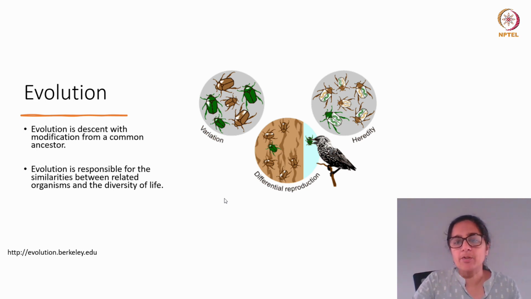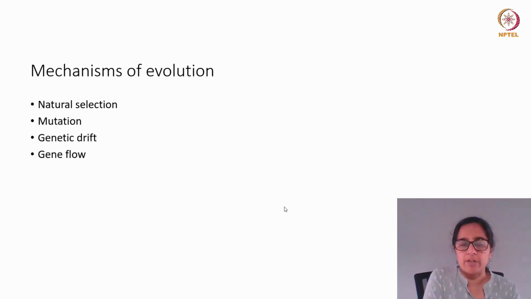So when I say that evolution happens through natural selection, it works if these three conditions are met. Evolution can happen in different ways. One is through natural selection, and that's the most popular way which we often talk about. But there are other ways in which evolution can occur: through mutation, and other ways are genetic drift and gene flow. I'm going to be talking about all these processes in the successive lectures, so I'm not going into detail right now.